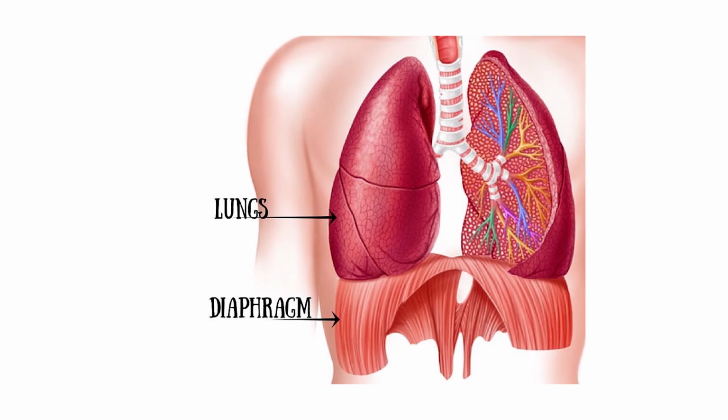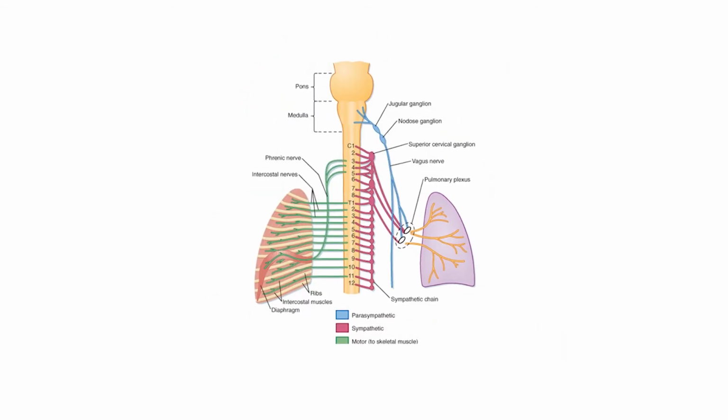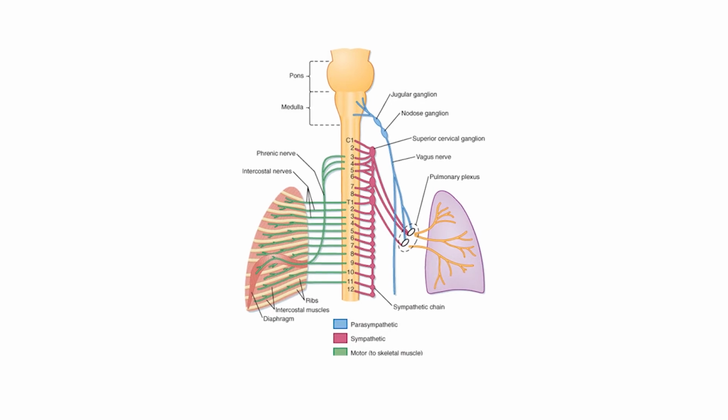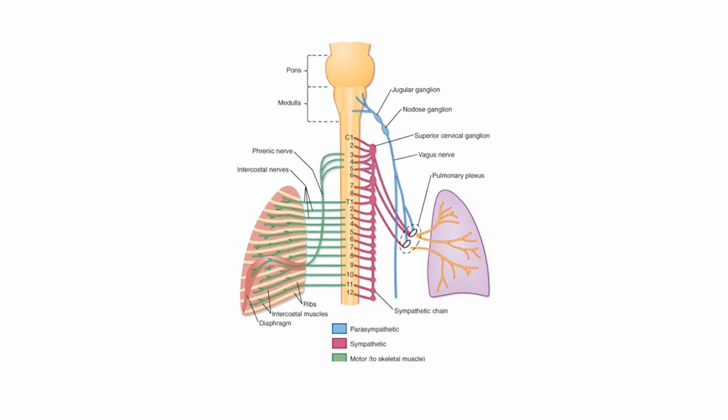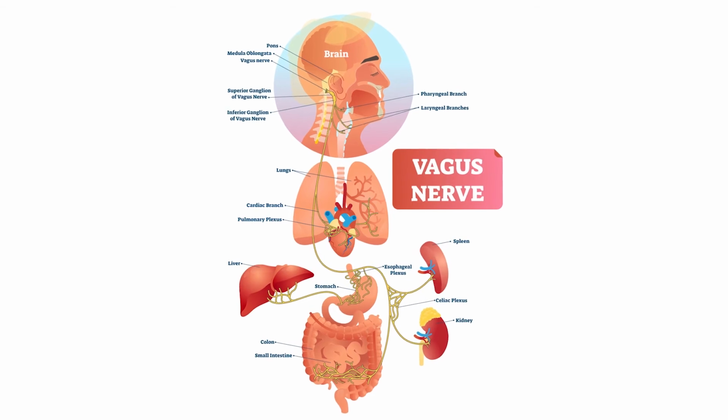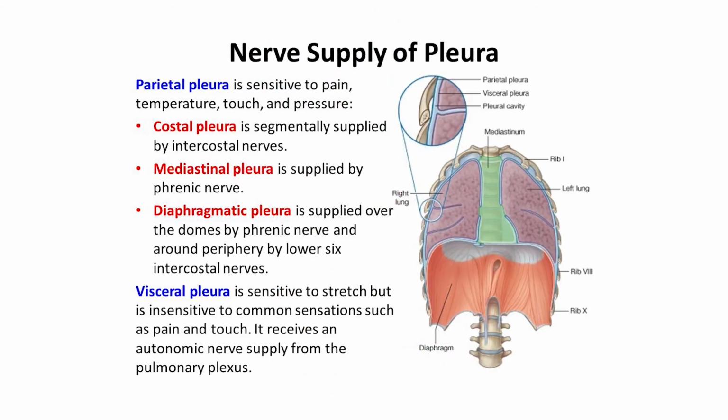Nerve supply of the visceral layer of pleura comes from sympathetic nerves from T2 to T5 ganglia and parasympathetic from the vagus nerve, while nerve supply of the parietal layer of pleura comes from the thoracic nerves and phrenic nerves. The visceral layer of pleura is insensitive to pain, while the parietal pleura is sensitive to pain, which may be referred.